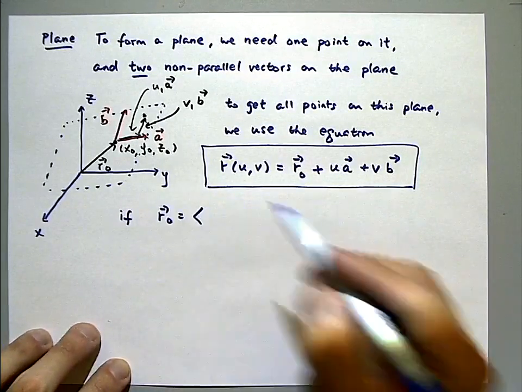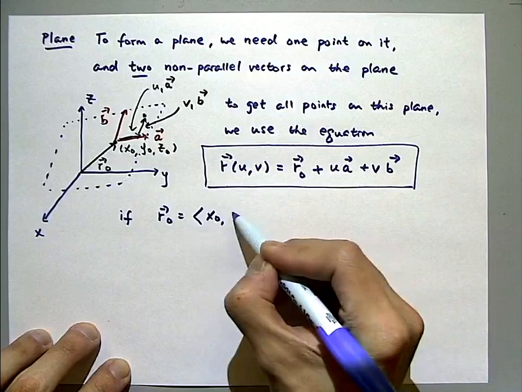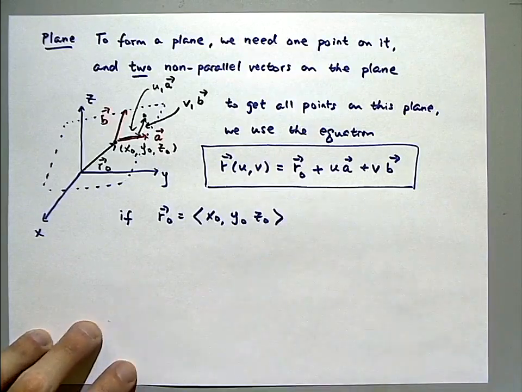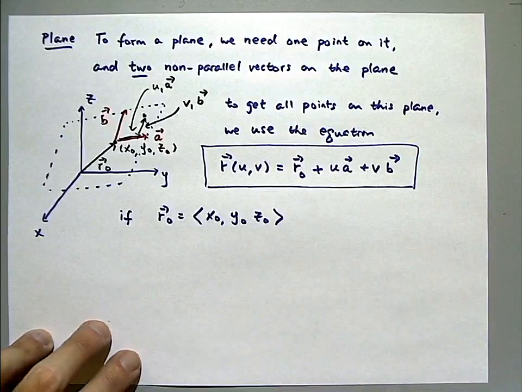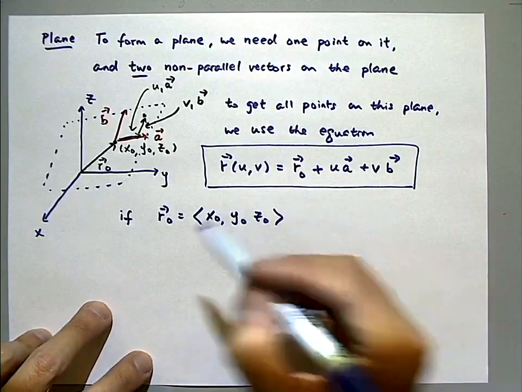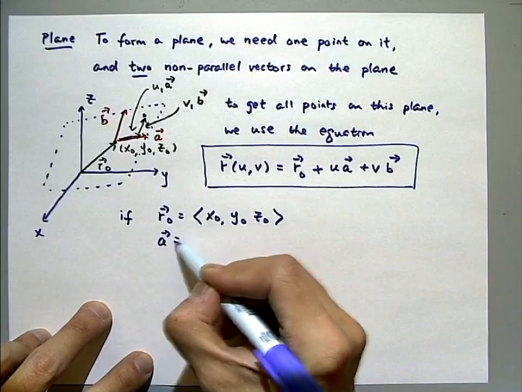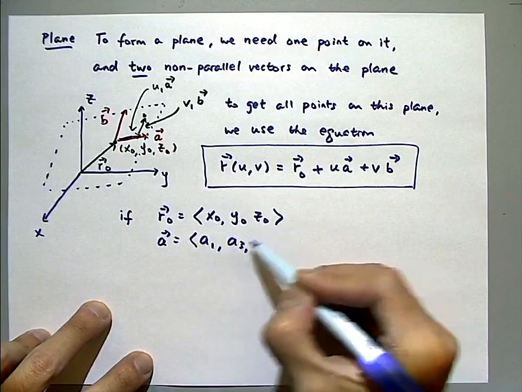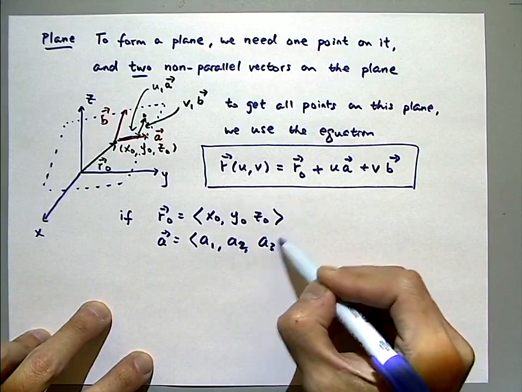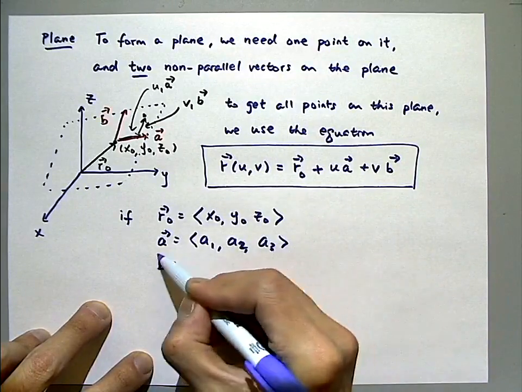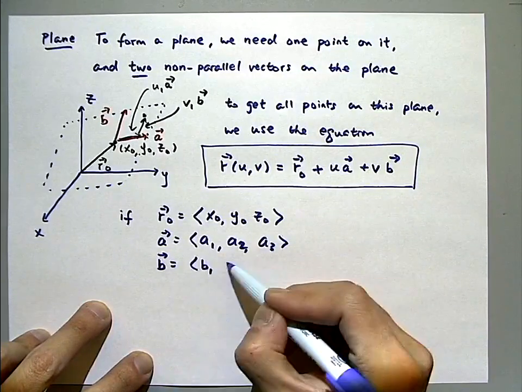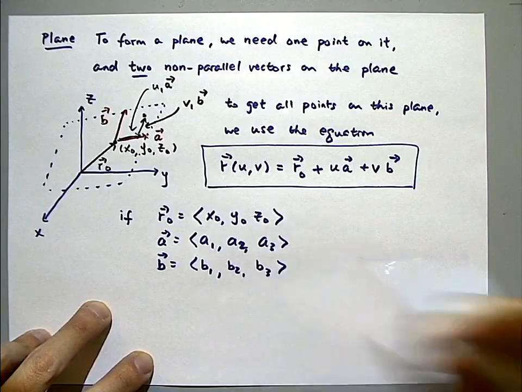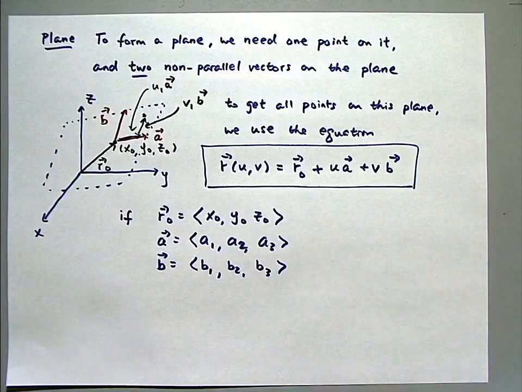We can also write these in the scalar form. So suppose that the original point, the point that we know for certain, is x0, y0, z0. And let's say A is made up of A1, A2, and A3, whatever they are, and B is equal to B1, B2, B3. Again, whatever those numbers are, they're just vectors.